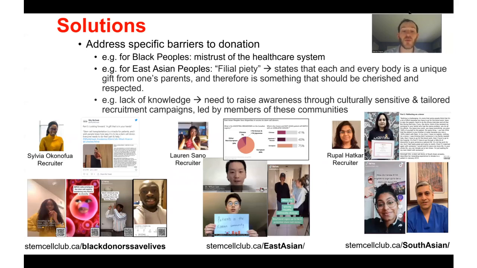With respect to stem cell donor recruitment, I share with you here 3 campaigns that Stem Cell Club has led and developed by 3 of my trainees from the respective communities. So on the left, you can see Black Donors Save Lives, which is led by Sylvia Akranafwab, and in the middle, East Asian Save Lives, led by Lauren Seno, and on the right, South Asian Save Lives, led by Rupal Hatkar. And you'll hear more about each of these campaigns at the Trainee Donor Research Network Symposium next month. In brief, each of these campaigns put together an array of high-quality multimedia developed by and for members of that particular community group to educate about stem cell donation.